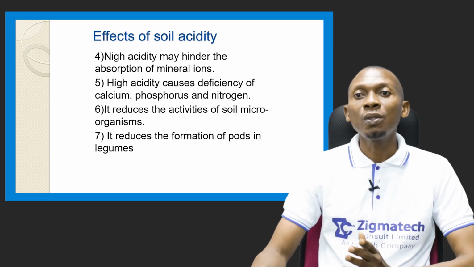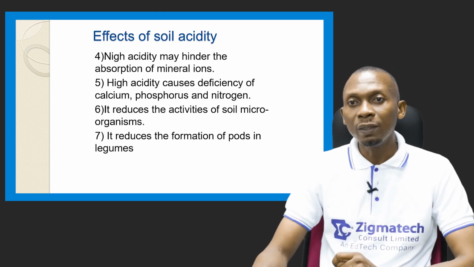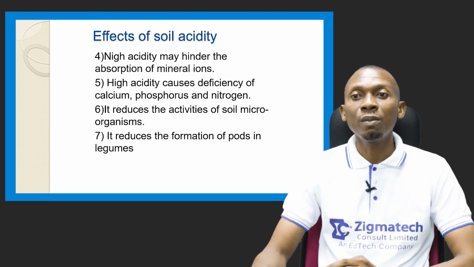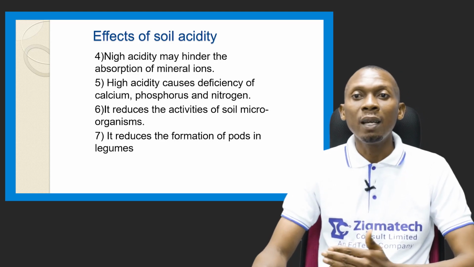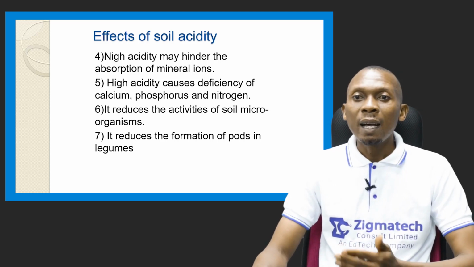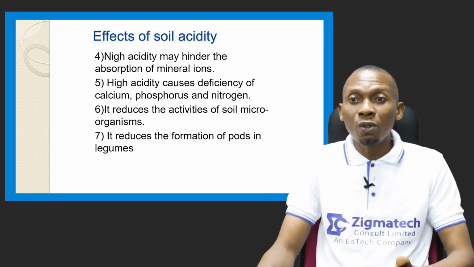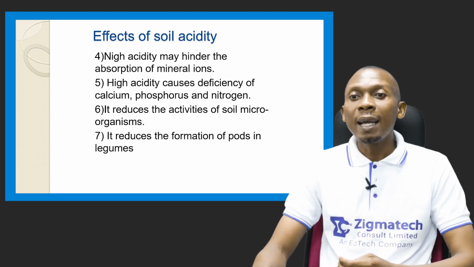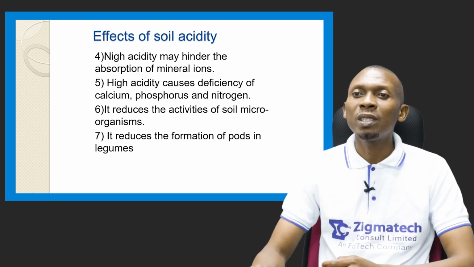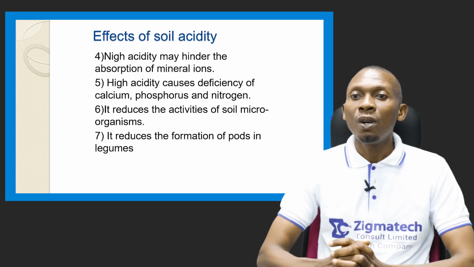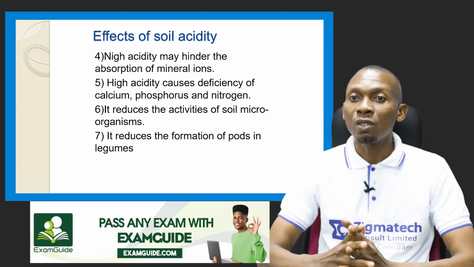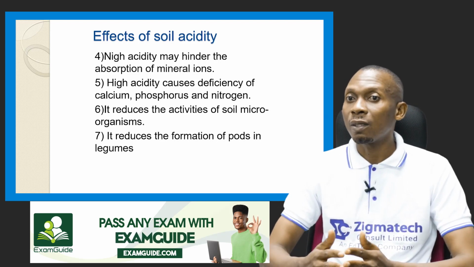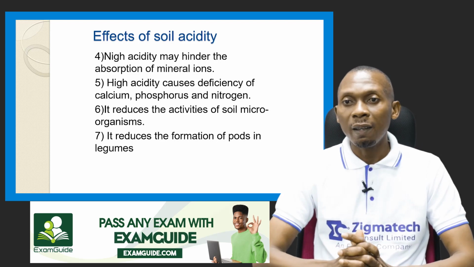High acidity can also hinder the absorption of mineral ions. It can also cause deficiency of certain elements like calcium, phosphorus, and nitrogen. So when the soil is highly acidic, calcium, phosphorus, and nitrogen, which are macronutrients, will be deficient, which will now affect plant growth. High acidity can also reduce the activities of soil microorganisms, which is essential in soil formation and also production of certain elements or nutrients like nitrogen, as I explained earlier.